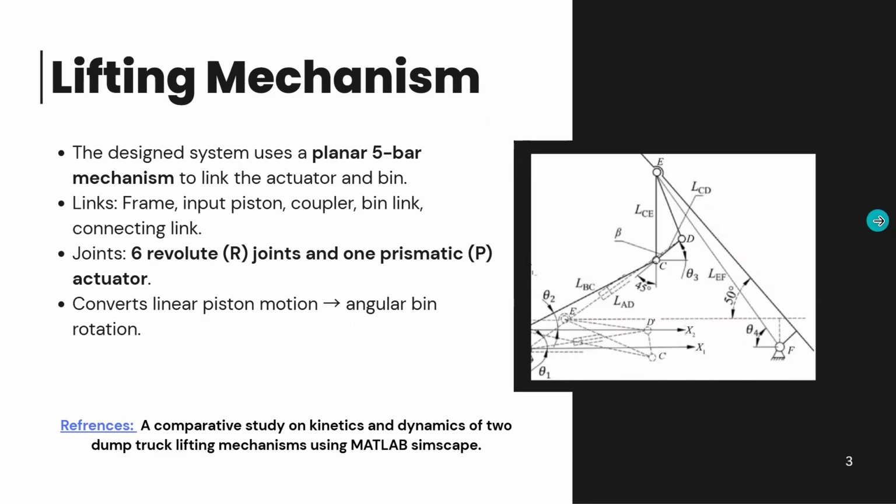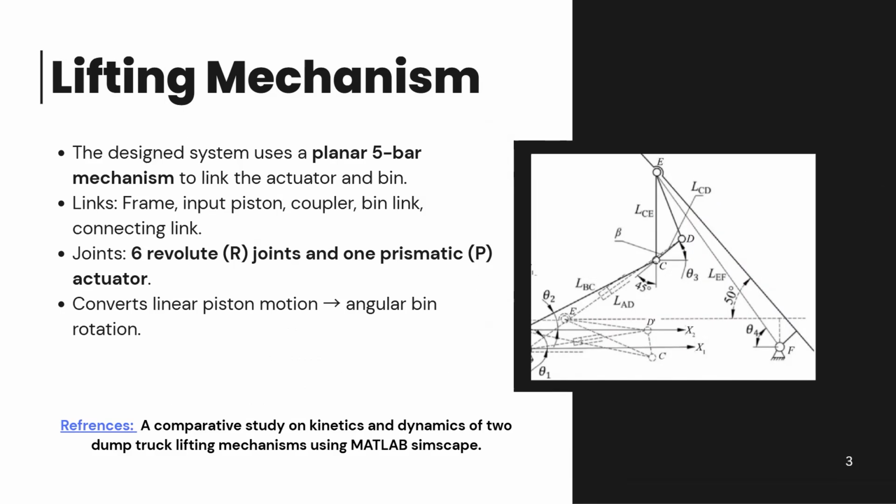We decompose the problem into two focused subsystems to streamline the overall mechanism. First of all, we'll go through the lifting mechanism. Our system deploys a planar 5-bar mechanism that creates a controlled and synchronized lifting motion. The mechanism consists of the frame, an input piston, a coupler, the bin link, and a connecting link. These are connected through 6 revolute joints and 1 prismatic joint, which operates through the actuator.